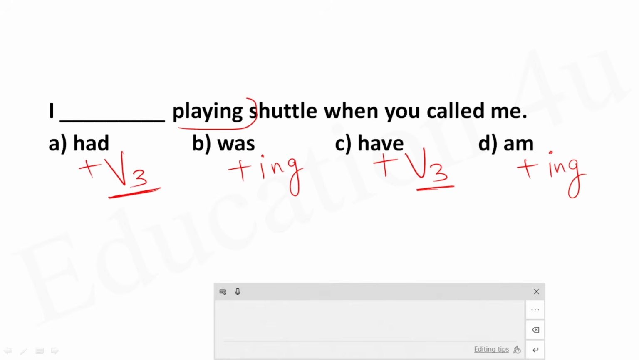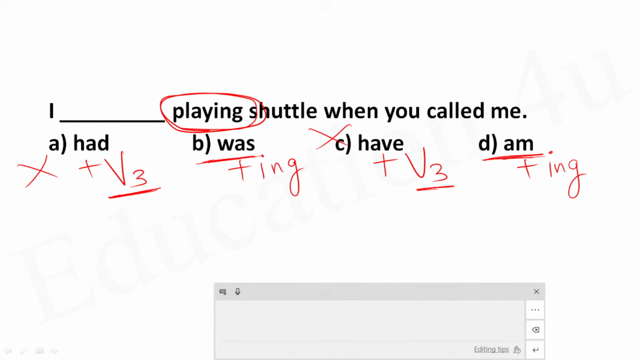If you see here, playing is the verb here, correct? Now naturally, had is gone and have is gone. Now there are two better chances where I can say, I was playing shuttle, I am playing shuttle. Out of these two, definitely one is the right answer.